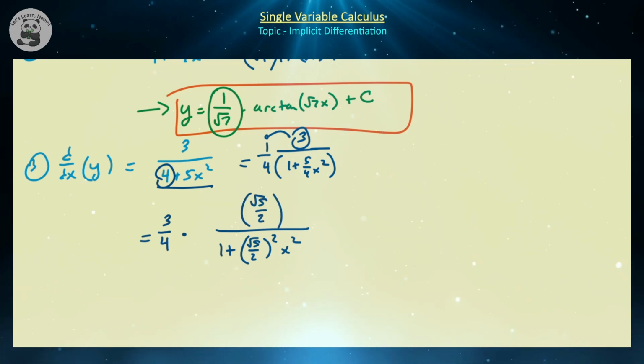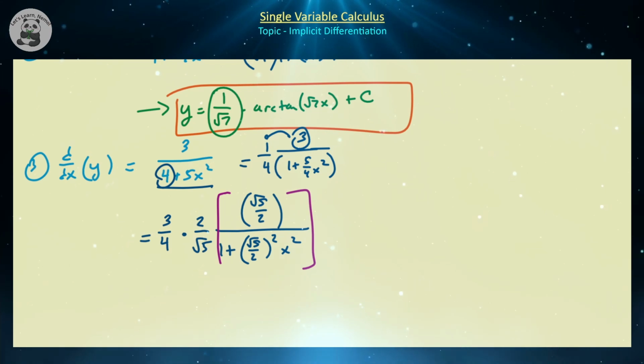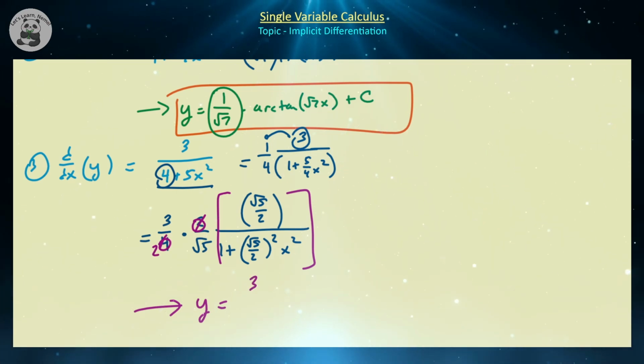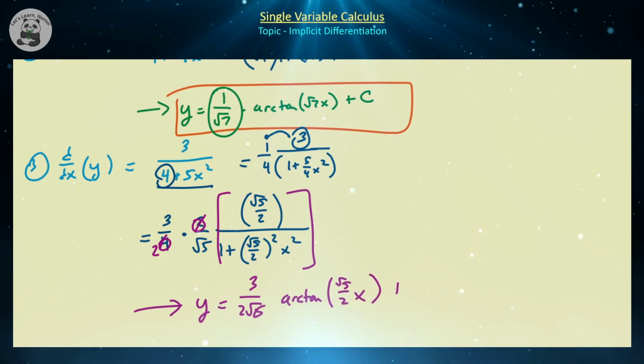So I'm going to have the square root of 5 over 2, and I'm going to have 1 over the square root of 5 over 2 here. I'm going to write that as 2 over the square root of 5, right? So that's going to cancel out to 1. And this is then our arctangent relationship. So we can see that y will be equal to 3 over 2 square root of 5 times the arctangent of the square root of 5 over 2 times x plus some arbitrary constant c. Right, so that's super exciting.